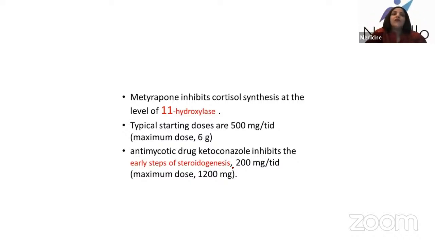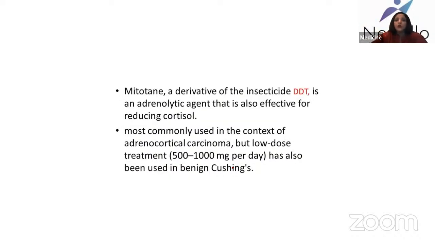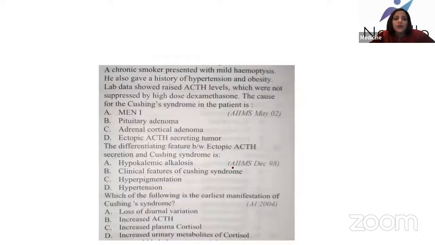Or we can give an antimycotic drug like ketoconazole, which inhibits the early step of steroidogenesis, and the dose is 200 mg, again thrice daily. What is mitotane doing? It is a derivative of the insecticide DDT and is an adrenolytic agent that is also effective for reducing cortisol. It is most commonly used in the context of adrenocortical carcinoma, but low dose treatment has also been seen in benign Cushing's.